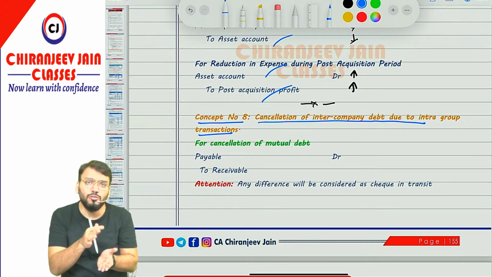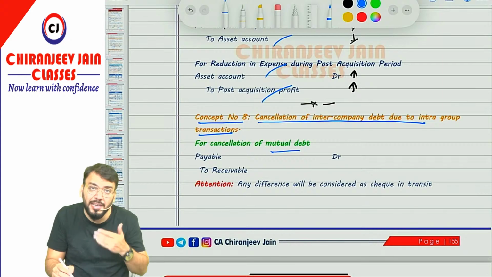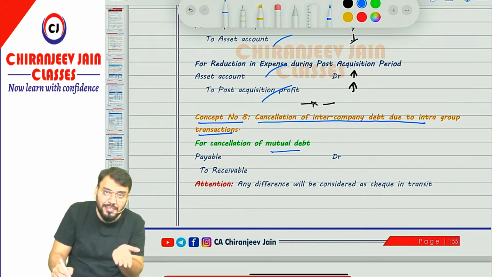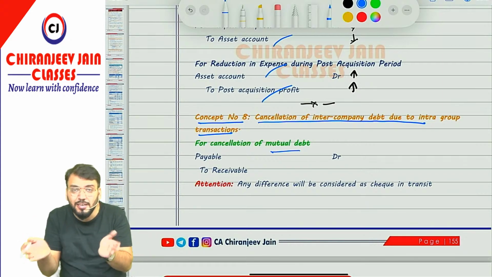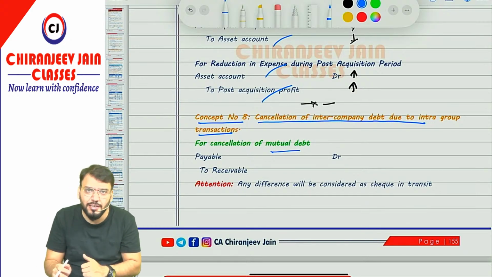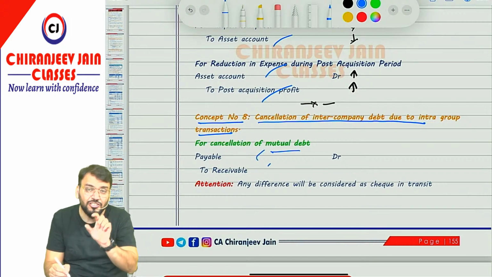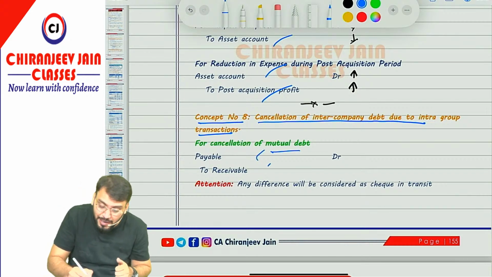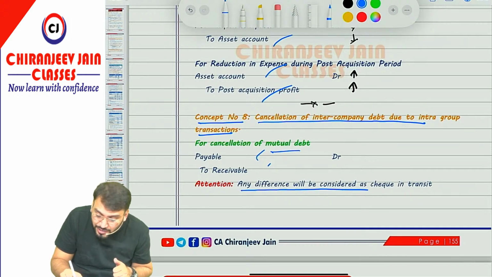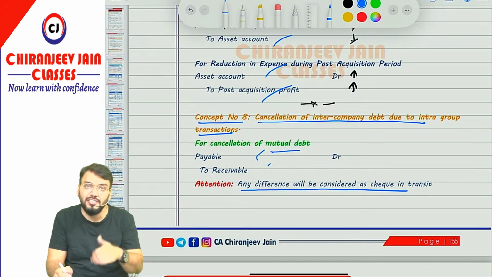This is similar to what we have done in the amalgamation chapter. There can be some mutual debt, payable and receivable: payable of the parent company, receivable of the subsidiary company may be the same. Due to transactions between the parent company and the subsidiary company, this needs to be cancelled. So payable account debit receivable, and any difference in this journal entry will always be cheque in transit. I already explained this in my amalgamation revision. Any difference will be considered as cheque in transit, and cheque in transit will be shown under cash and cash equivalents in the balance sheet.